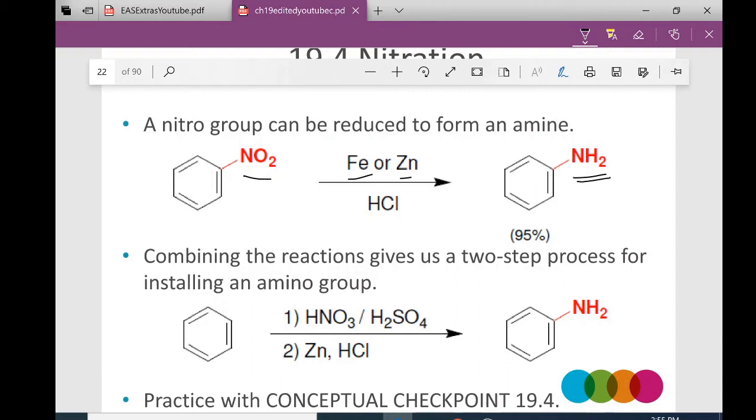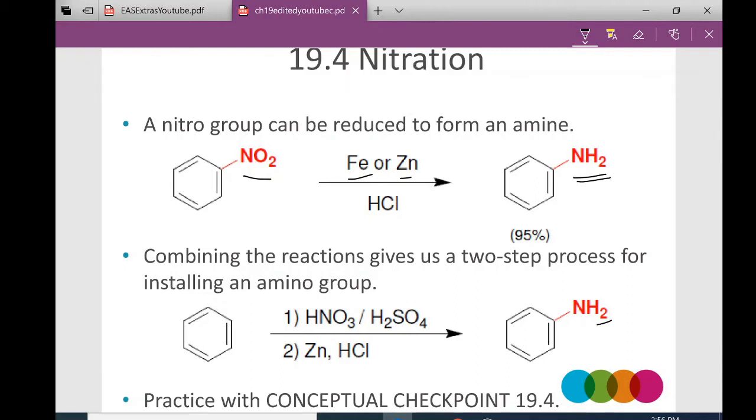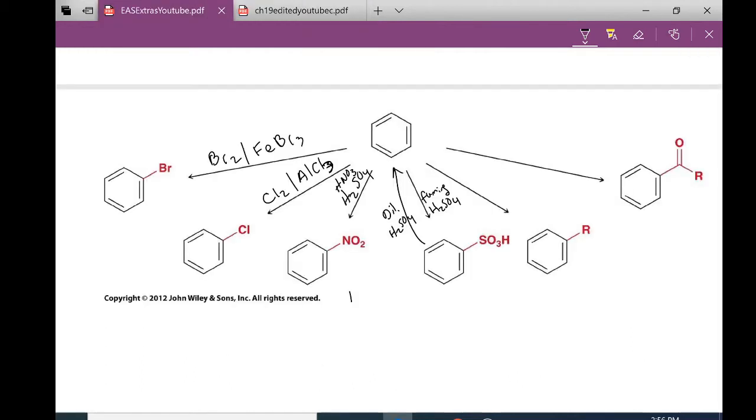So if we want to put an amine group on a benzene ring with electrophilic aromatic substitution, we can do that in a two-step process. We can use nitric acid and sulfuric acid to put the nitro group on, and then second we can use zinc and HCl to reduce that nitro to an amine. But we can't put the amine group on directly with electrophilic aromatic substitution. So let's go ahead and write that in as part of our chart. Okay. So we're going to use zinc and HCl to convert our nitro group to an amine group.